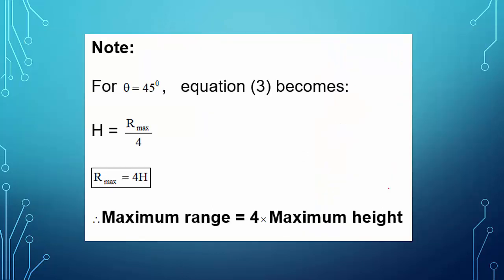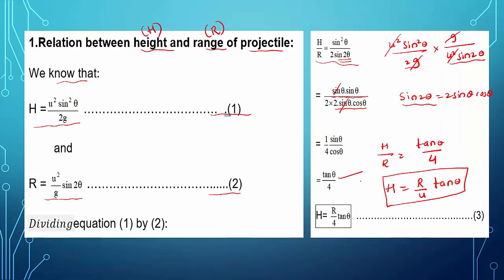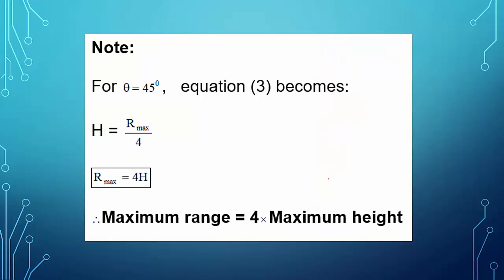Observe here, if theta equal to 45 degree, then equation 3 becomes, in place of theta, if I write theta equal to 45 degree, tan 45 is how much? 1. So we will get the answer H equal to R divided by 4.